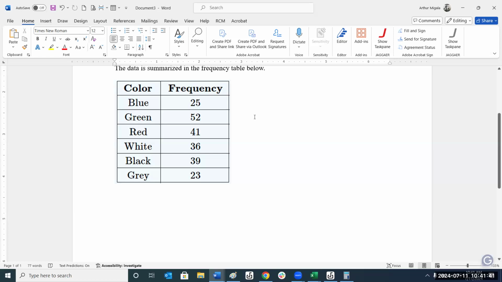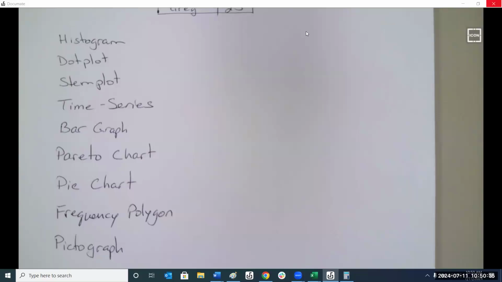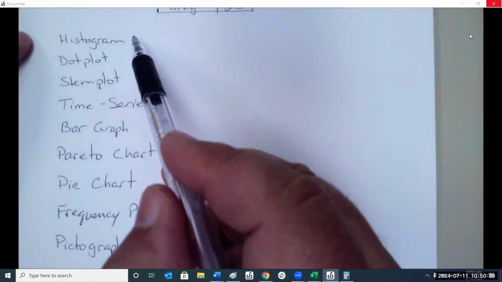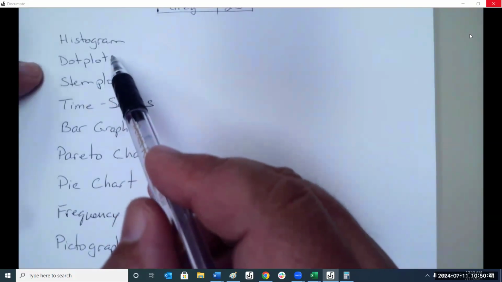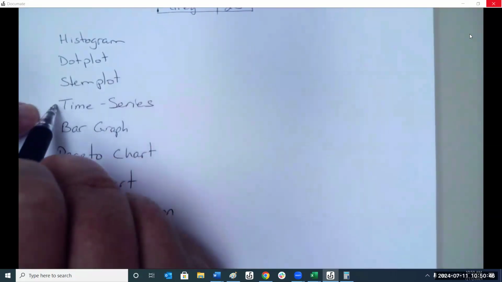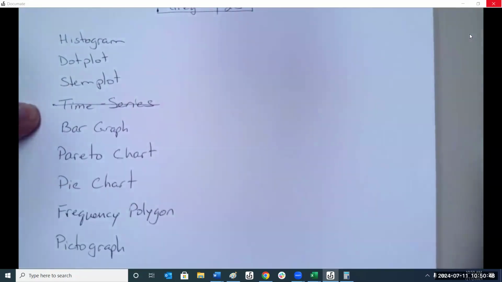So go ahead and I'll put it on pause. Go ahead and create some of the charts we talked about today. Create the charts for these. Can we do a histogram? Can we do a dot plot? Stem plot? Time series? We can't do that. Why? It's not time series data. It's just one snapshot of it.